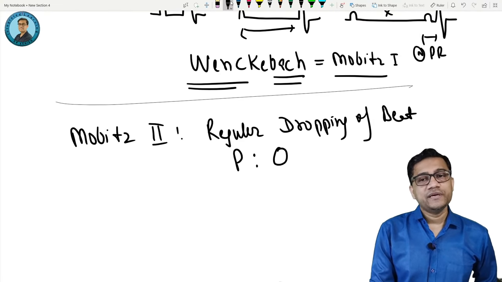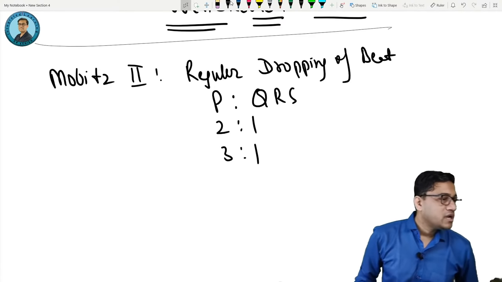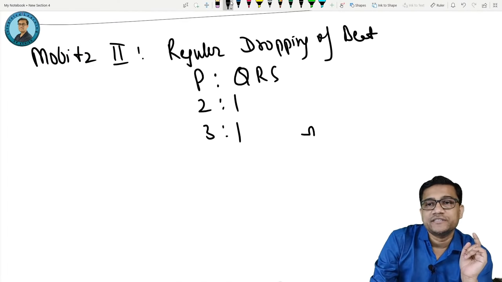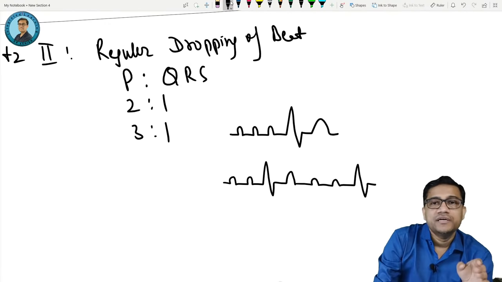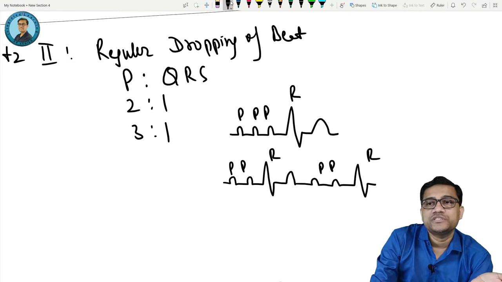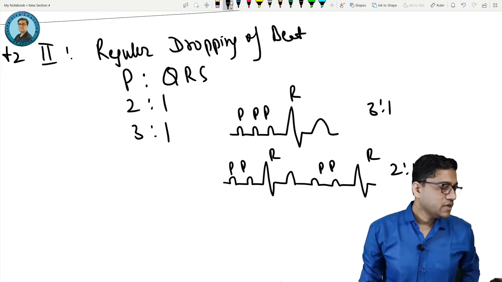So now what happened? For every P and QRS, the ratio is 2:1 or 3:1. So what is the ratio? 2:1 or 3:1. That is, for every 3 P waves, there will be 1 QRS, like this. Clear? Or maybe 2. So what do you see? There are 3 P waves. P, P, P and 1 R. Then again P, P, 1 R. So this is 3:1. This is 2:1. Okay? So are you clear?